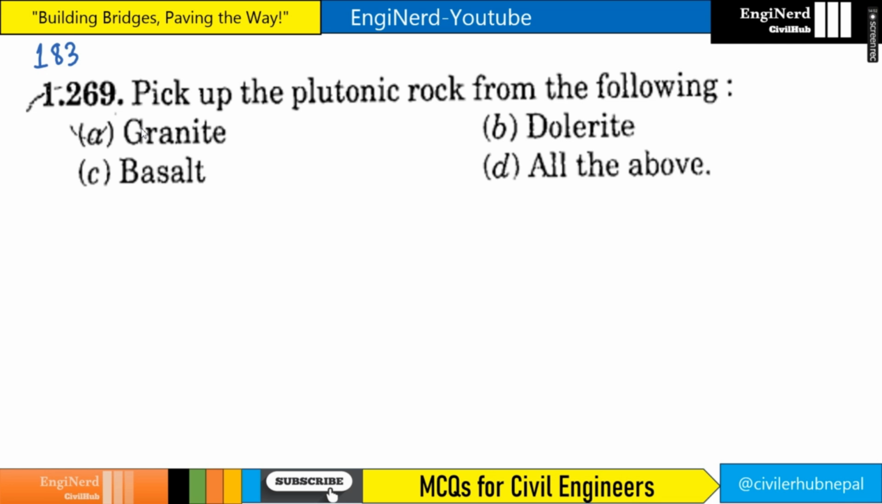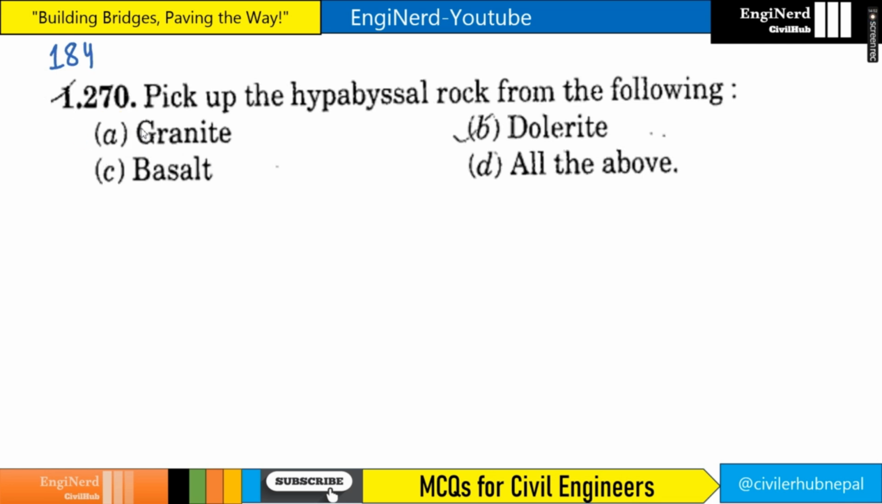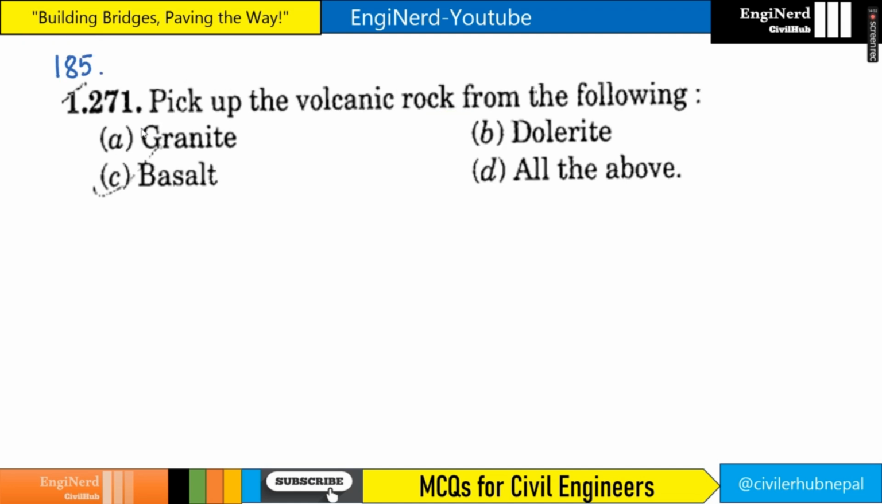Pick up the plutonic rock from the following. Here, the plutonic rock is granite. And pick up the hypabyssal rock from the following. The hypabyssal rock is dolerite. And pick up the volcanic rock from the following. The volcanic rock is basalt.